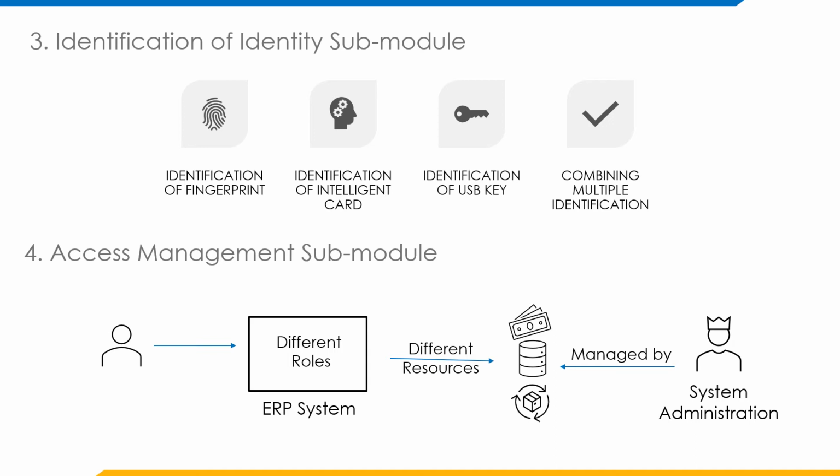Now the next submodule is the access management submodule. Within an organization, each user has predefined roles, and these can be managed with the help of identity and access management integrating with ERP. Different resources can be accessed by different users. The management of these roles is maintained by the system administrator within the ERP system.